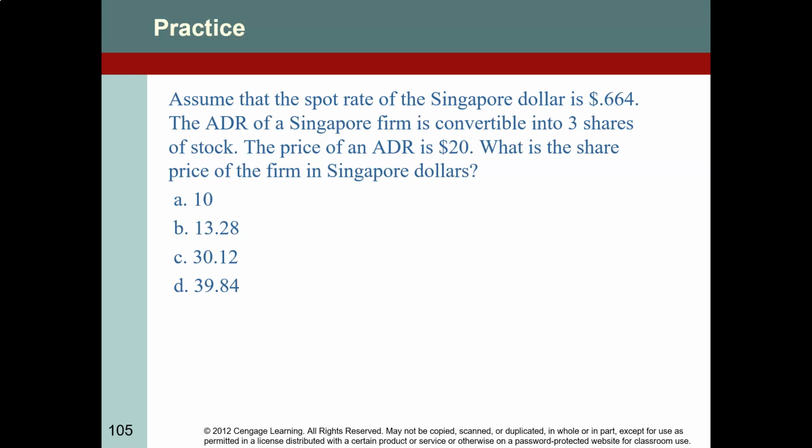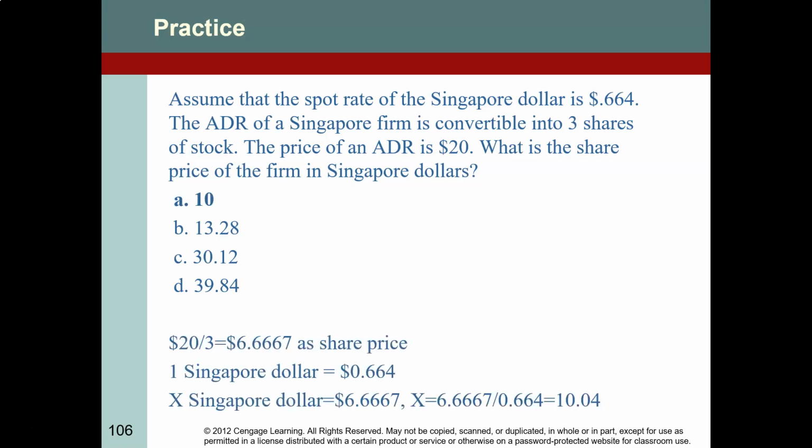Okay, think about this question. You can pause the video if you need more time for the calculation. If you're ready, let's go to the next slide. We should use this $20, the price in dollars of this ADR, divided by 3, which is 6.667 as the price for each share.